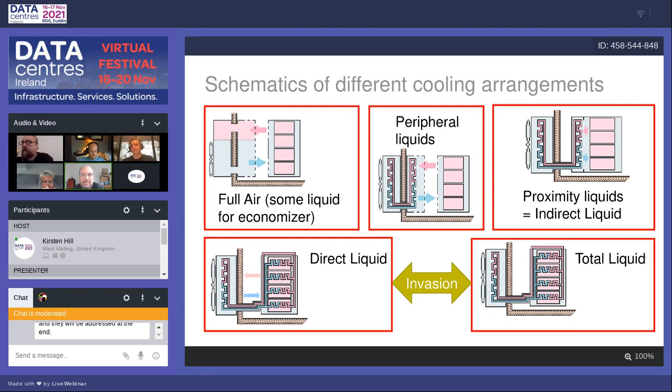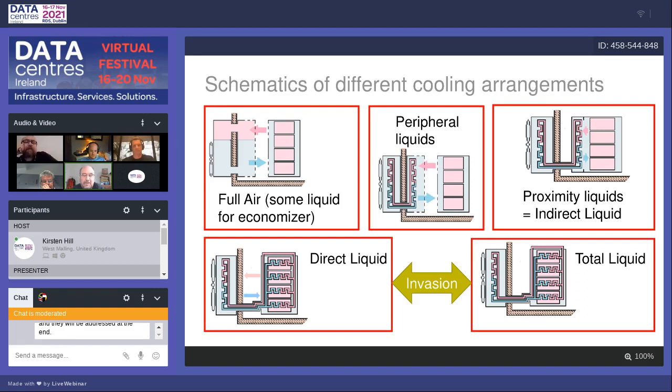Then the bottom left, we have direct liquid cooling. And this is where now you see the liquid loop has invaded the IT space. And that's a challenge sometimes for data centers when we start to invade the IT space. So direct liquid cooling in this case is where you have still a little bit of air to deal with.